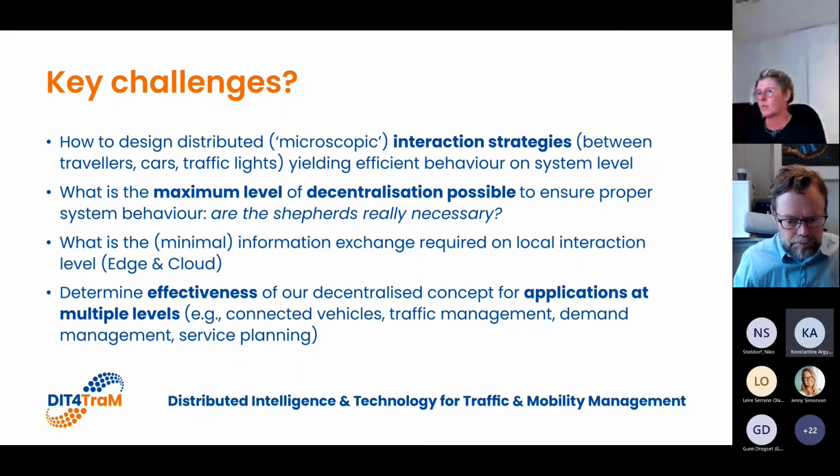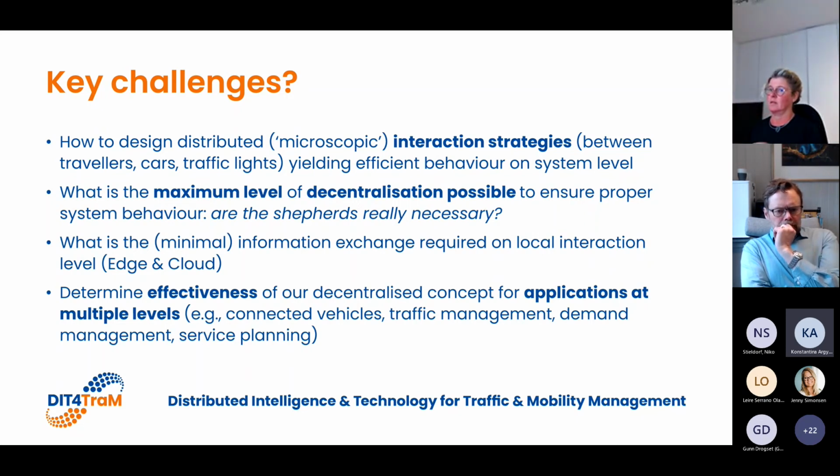Another question and challenge that we have is, what is the maximum level of decentralization that's possible? Or if we look, in this case, at the sheep, how often should the shepherd intervene in that flock of sheep? And can we minimize that as much as possible? The other question, I just talked about privacy and security. What's the minimal amount of information that we need to exchange between the edge, so locally, and a cloud, and how can we minimize that?